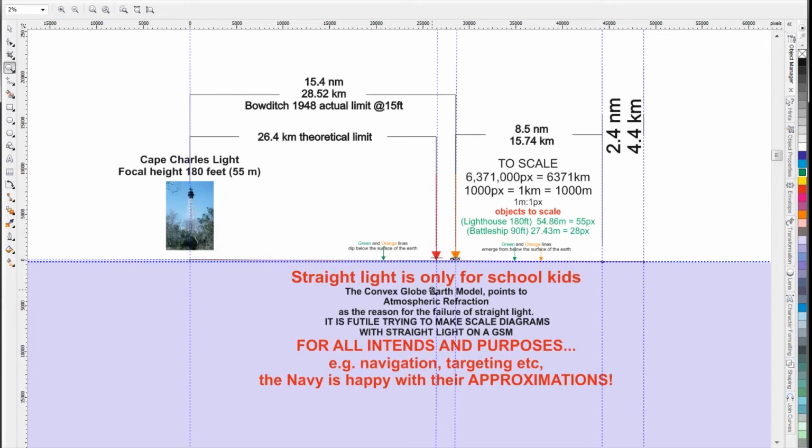So straight light is only for school kids, in order for you to learn trigonometry. The convex globe Earth model points to atmospheric refraction as the reason for the failure of this example of straight light. It is futile trying to make scale diagrams with straight light on a global sphere model. So for all intents and purposes, for example navigation, targeting, etc., the Navy is happy with their approximations in their tables. Straight light is only for school kids. It doesn't work on a sphere.